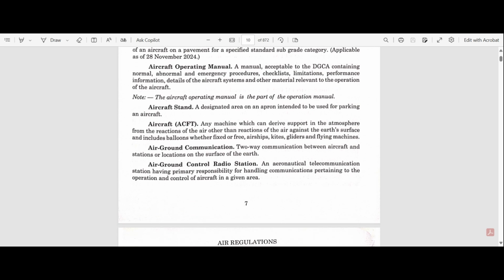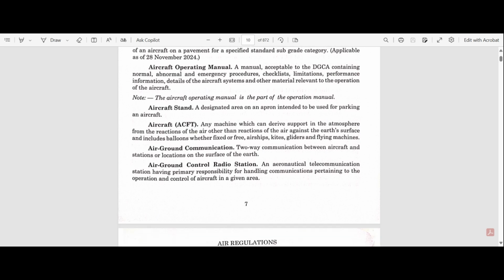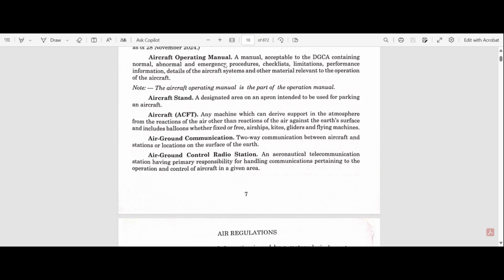Then is aircraft operating manual. Every aircraft must have a manual, and this is certified by DGCA. It has some normal or abnormal or emergency checklists or procedures, limitations, and it should be present in all of the aircrafts. It is also a part of operational manual.